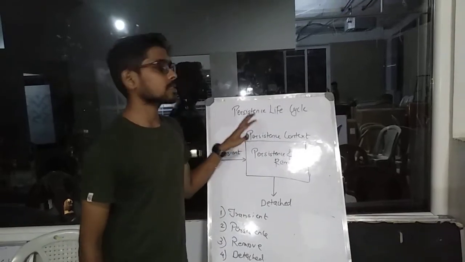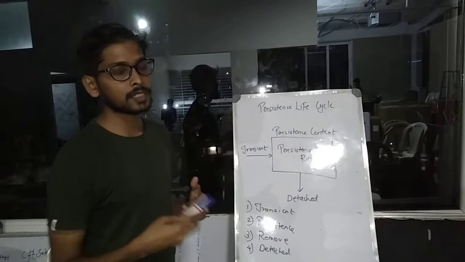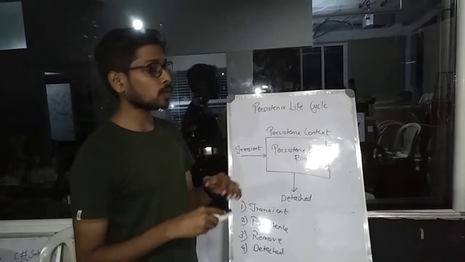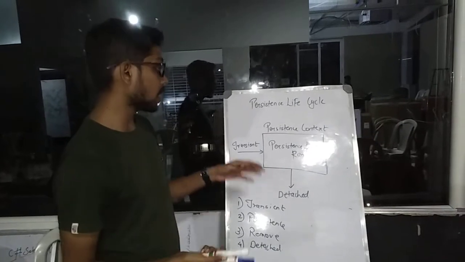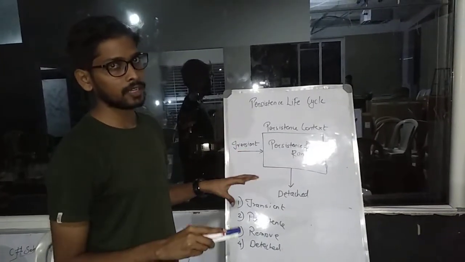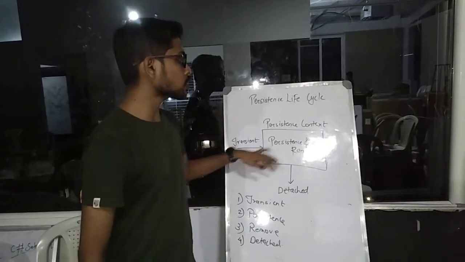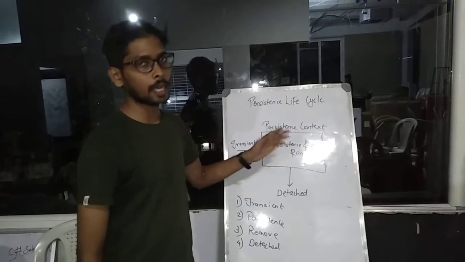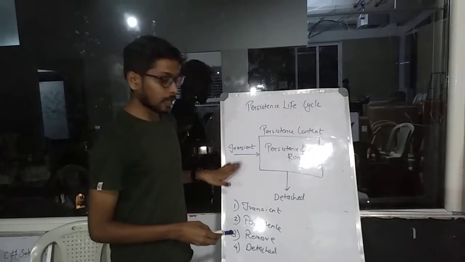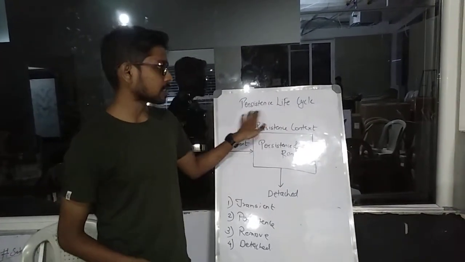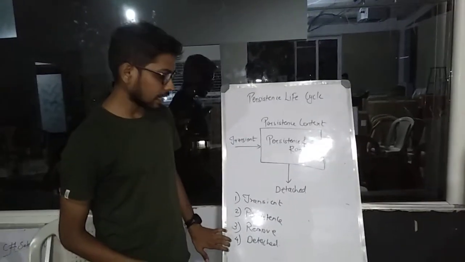Learn the persistence lifecycle. As we know, in JPA we have persistence, which is a set of standards for ORM tools. Whenever an entity is created within JPA, it has a particular life cycle through which it goes into the persistent context and comes out of it. There are 4 states in the persistence life cycle: the transient state, persistent state, remove state, and detached state.